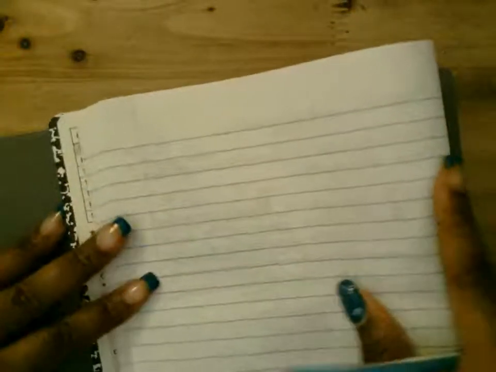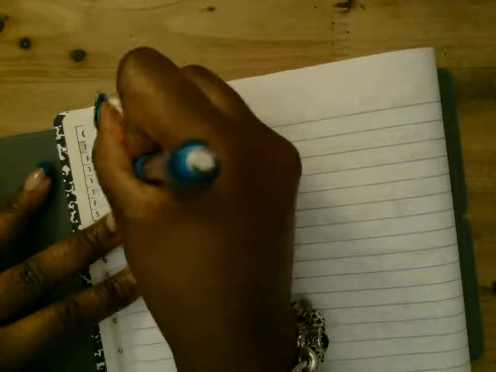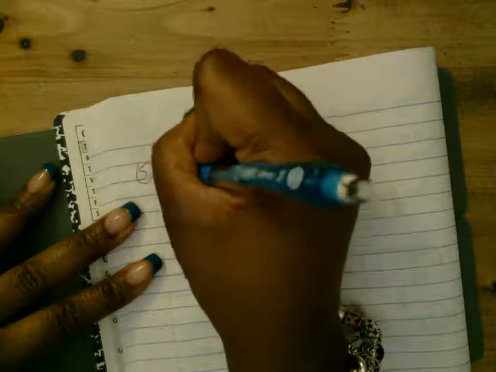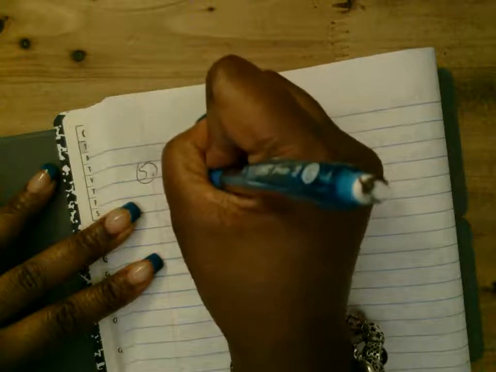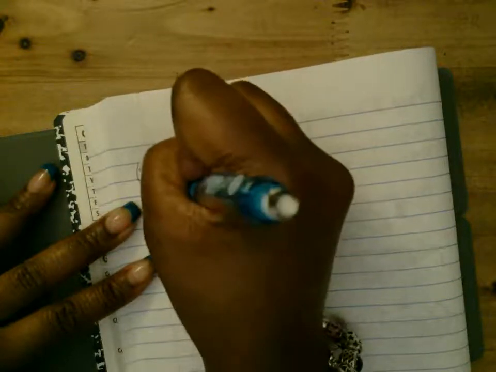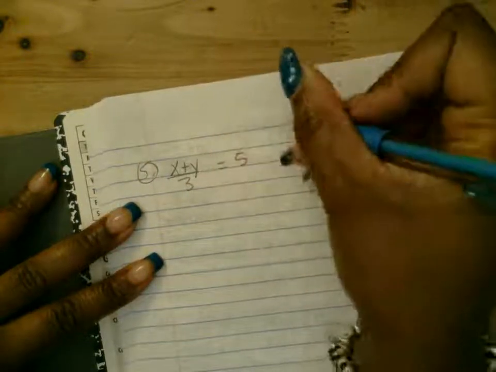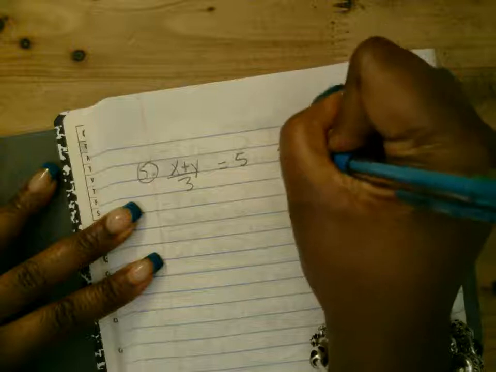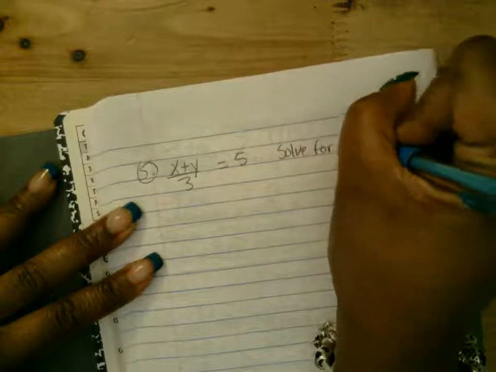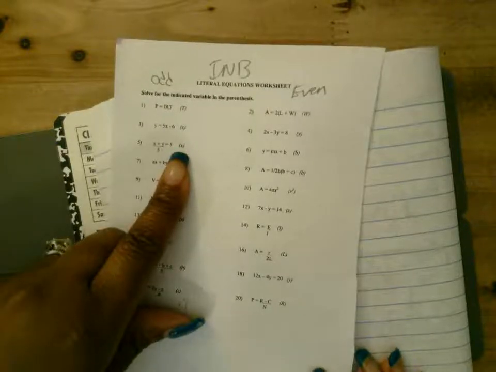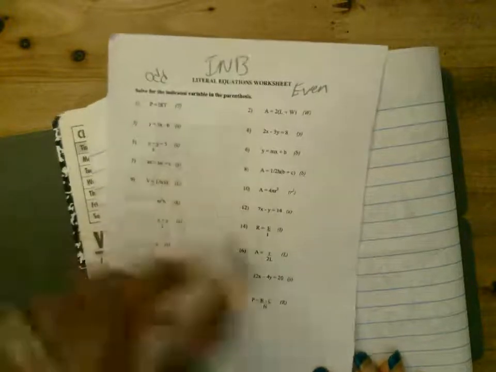Number 5. Number 5 looks tricky, y'all. It says x plus y divided by 3 is equal to 5. And here it's asking us to solve for x. That's the variable. See right here? That's the variable that's in the parentheses. So this is what they want you to solve for.